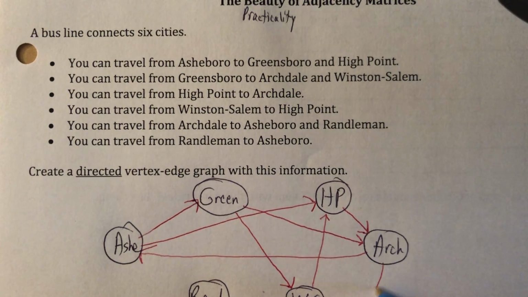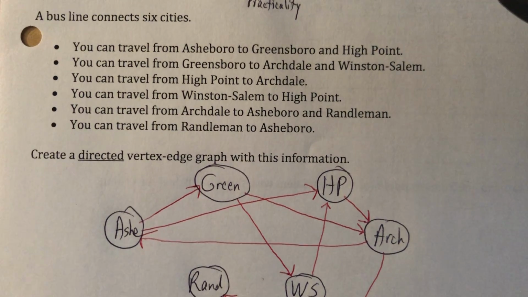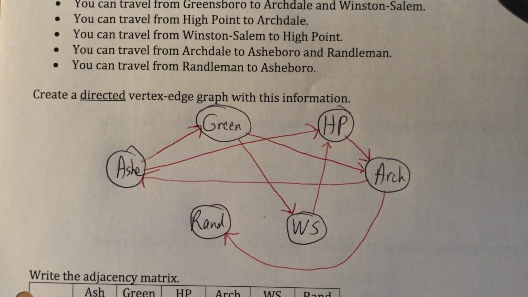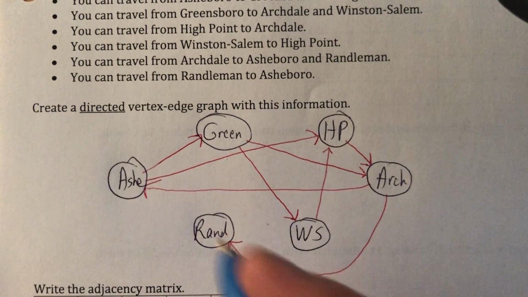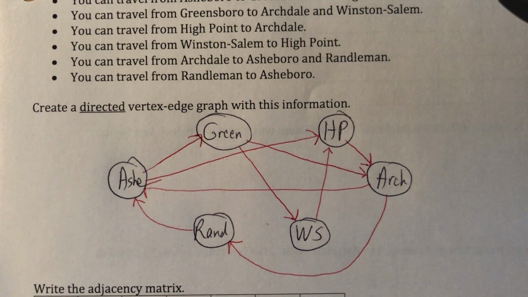I'm going to go around. Not that it matters. That's not necessarily indicative of the bus line. It is indicative of the fact that the middle of this thing was getting cluttered, and I just wanted to go around. It's perfectly okay. And we're going to go from Randleman to Asheboro. There we go.